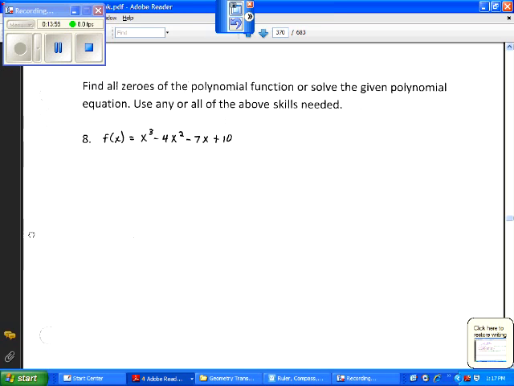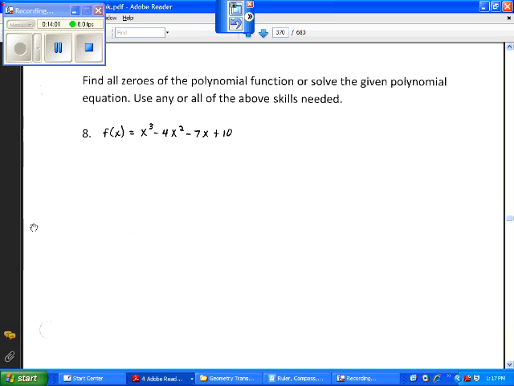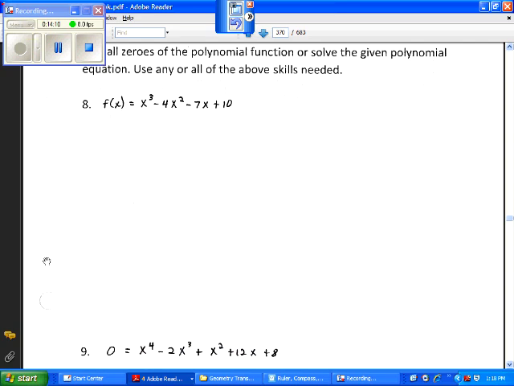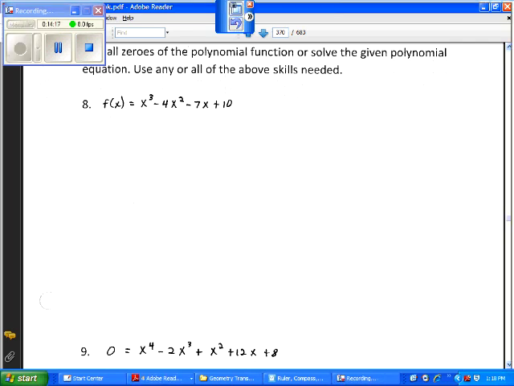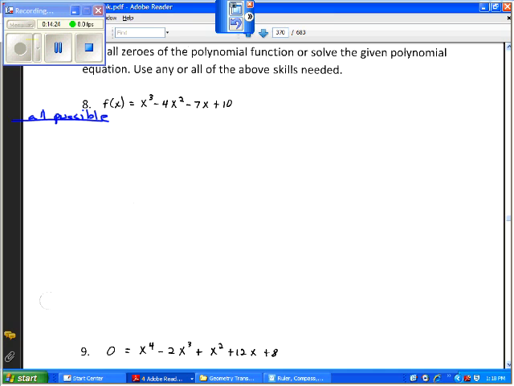So, question number 8. It says, find all the zeros of the polynomial function or solve the given polynomial equation. Use any or all of the skills above, and we'll just go ahead and use all of them just because we need to see it. So, the first thing we would do is try to find all possible rationals, right?